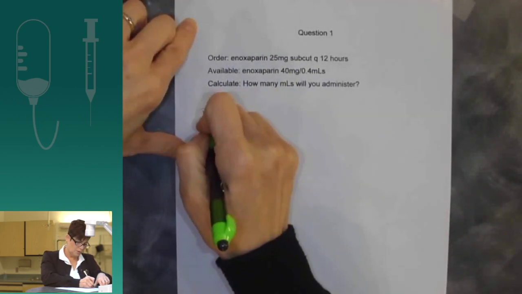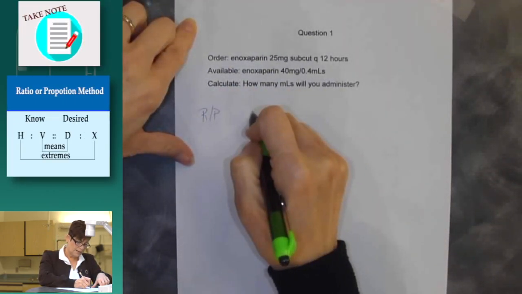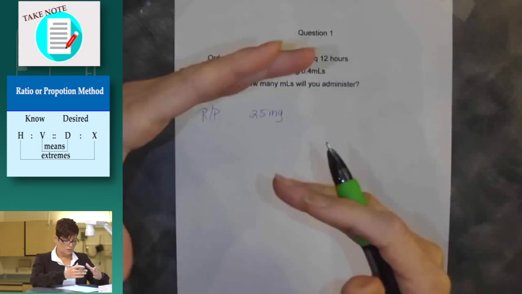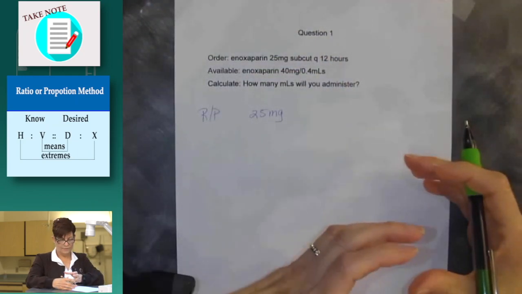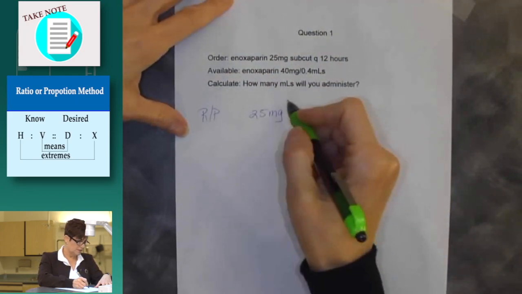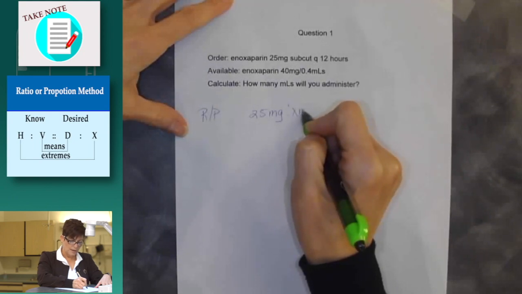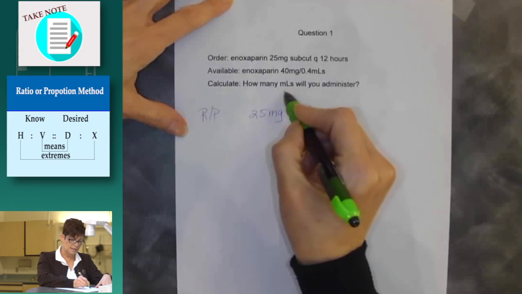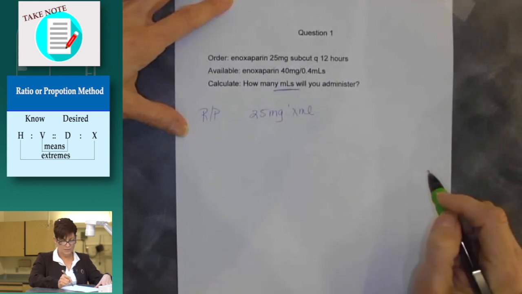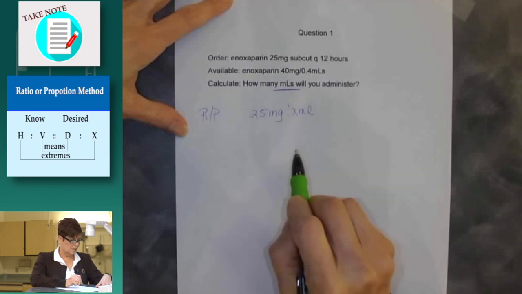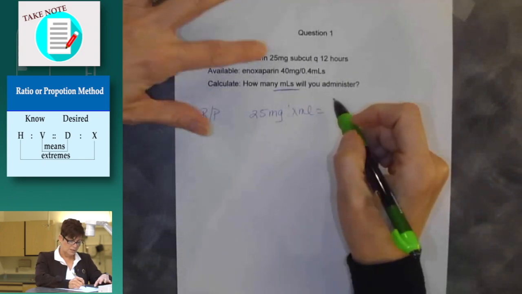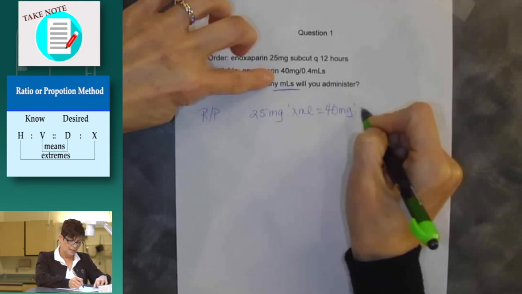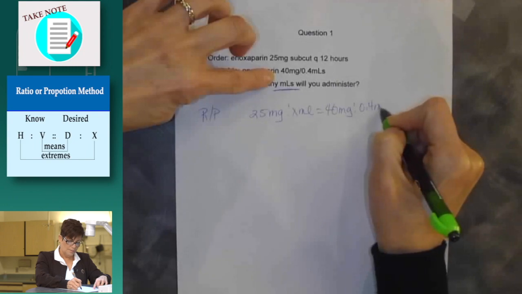So in ratio proportion, you take 25 milligrams. I like to think of it as the doctor ordered, this is what I have. So the doctor ordered 25 milligrams. I don't know how many mLs I need because the question is asking me to calculate the mLs. So I don't know how many mLs I have. So my availability is I have 40 milligrams in 0.4 mLs.